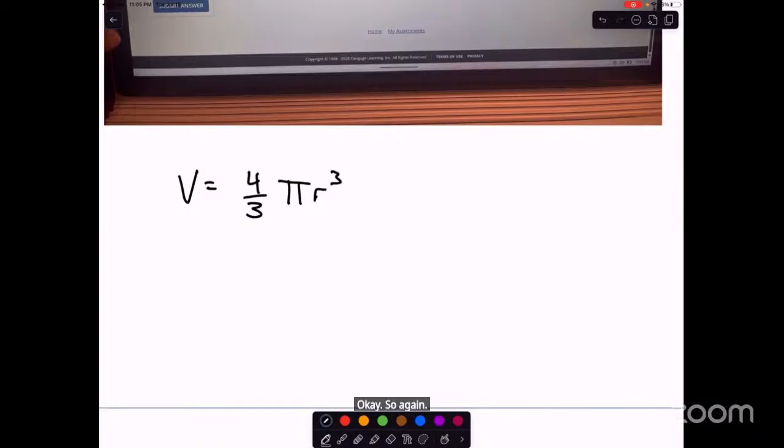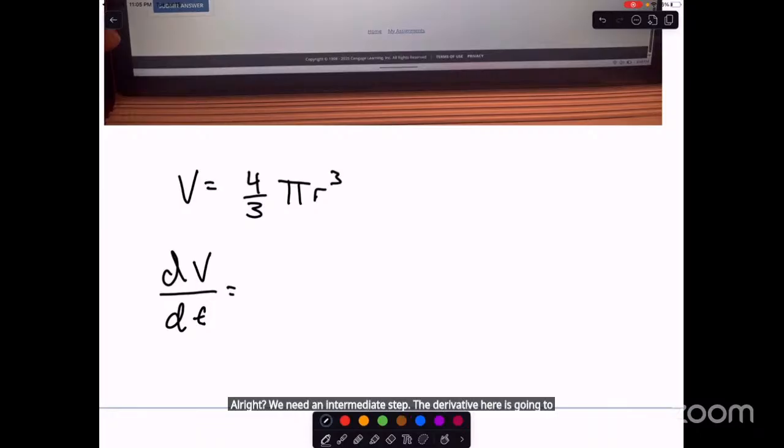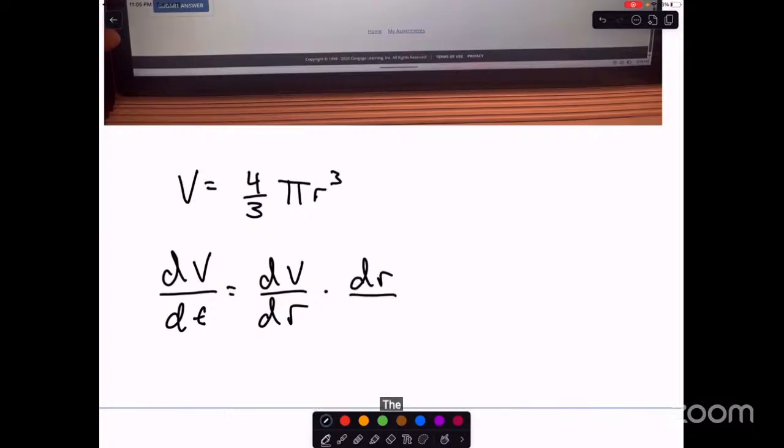So again, there's no t here. So if we want to finish with the rate of change of the volume with respect to time, we need an intermediate step. The derivative here is going to give us the rate of change of the volume with respect to the radius. But then when we take the derivative of the radius, we're going to say times the rate of change of the radius with respect to time. That's just something we're going to leave off to the side.